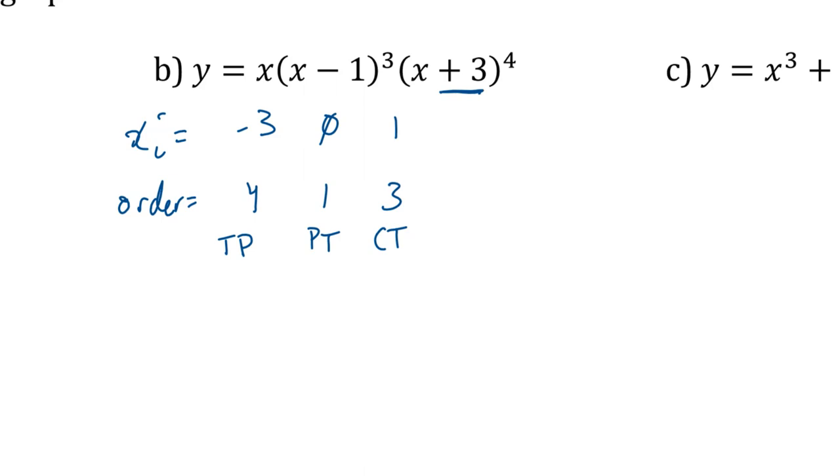Now, what's actually really cool when you have it written out like this is if you add the orders together, that's your degree. So my orders are 4 and 1 and 3. Add those together, I get 8. This would be a degree 8 polynomial. And that's even, so both up, both down. This has a positive leading coefficient, so both up.